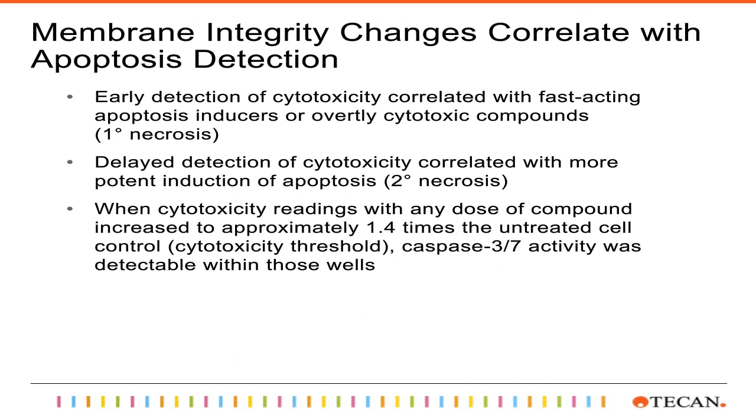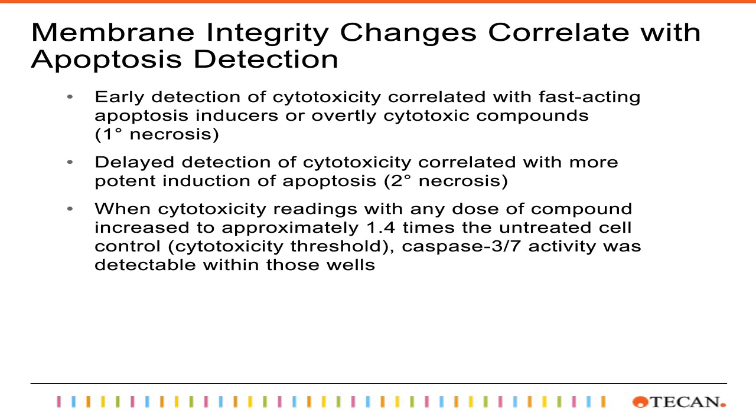Observations from experiment one did show that membrane integrity changes correlated with apoptosis detection. We showed that early detection of cytotoxicity correlated with fast-acting apoptosis inducers, and this included bosutinib and possibly ponatinib at high concentration. We showed that delayed detection of cytotoxicity did correlate with more potent induction of apoptosis, and this was shown on the previous slide with staurosporine, dasatinib, and imatinib.